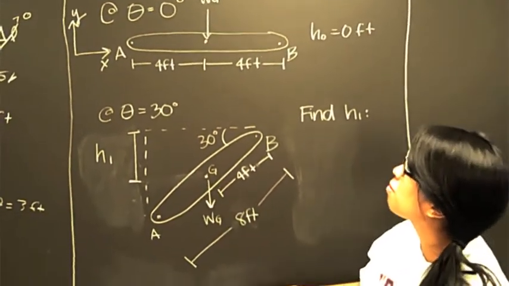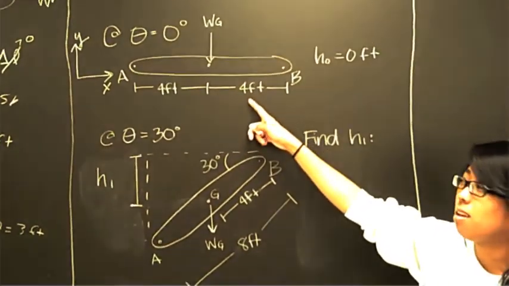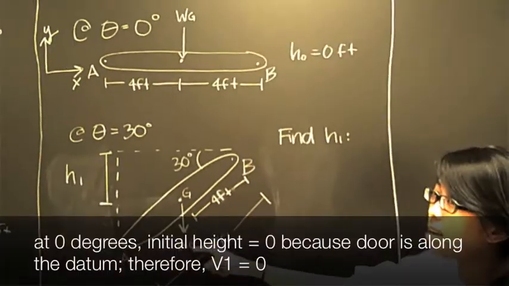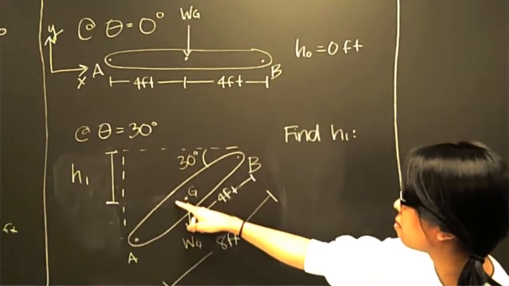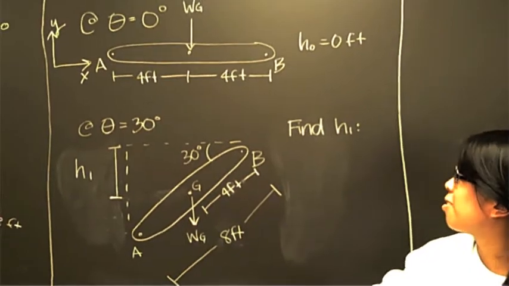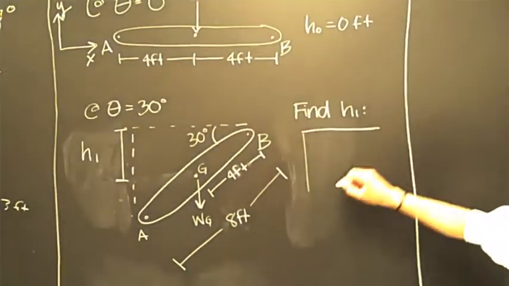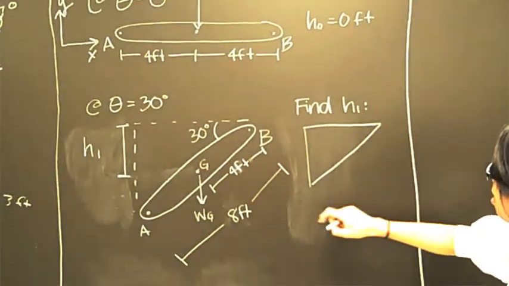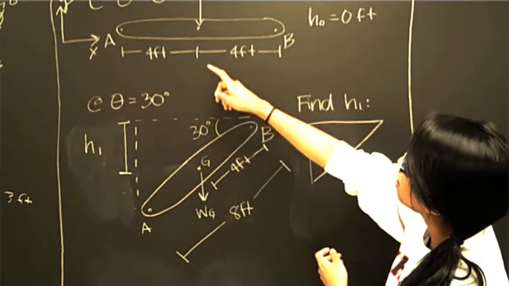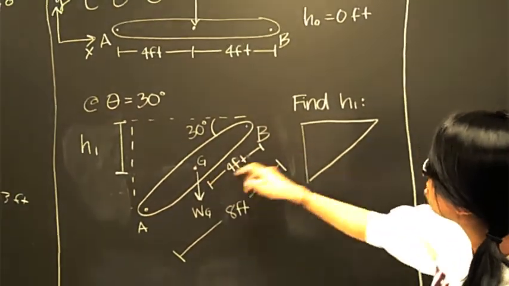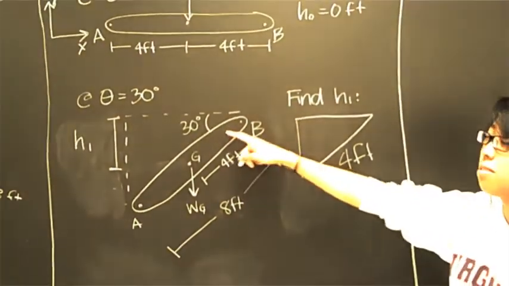So we have the two free body diagrams of the door, one at theta equals 0 and theta equals 30. At theta equals 30, we need to find H1, which is the height of the center of gravity. I'm going to draw a triangle here. We know that the length of the whole door is 8, but we also know that the length from B to G is 4, so we can draw 4 feet. We know that theta equals 30.